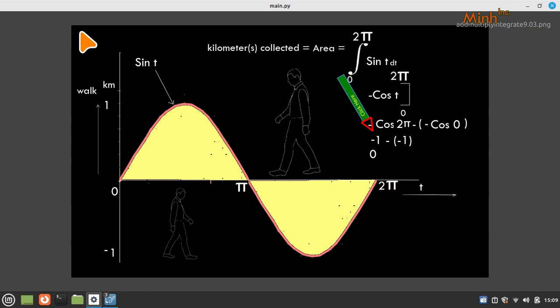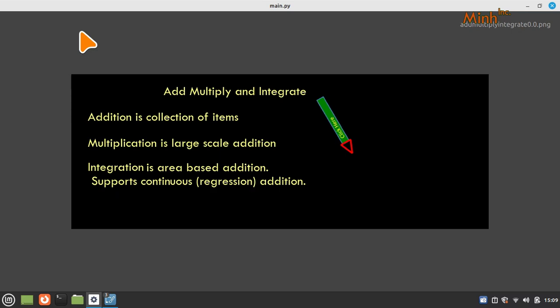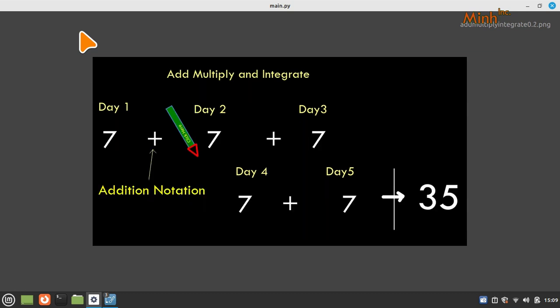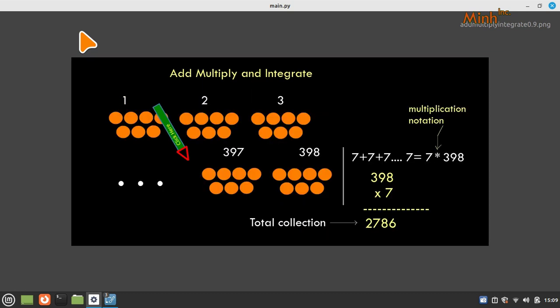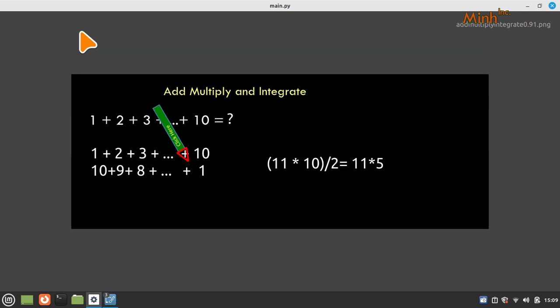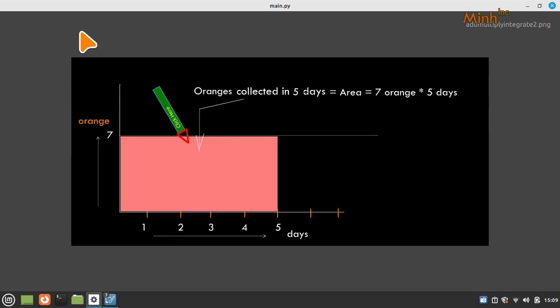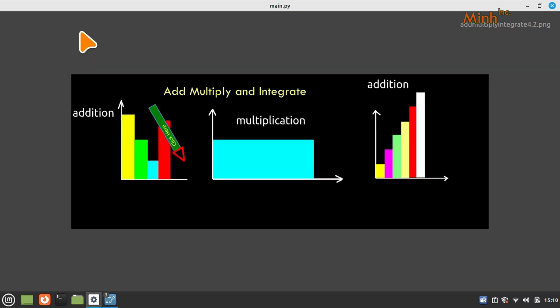So we'll see the recap. We started with addition as a collection of items, multiplication as large scale addition, whereas integration is smooth addition, continuous addition, or area based addition. This is simple addition. This is bigger addition in the form of multiplication. This is another way of addition. This is the discrete form, we can say. This is the continuous form. This is another discrete form in a triangle shape.